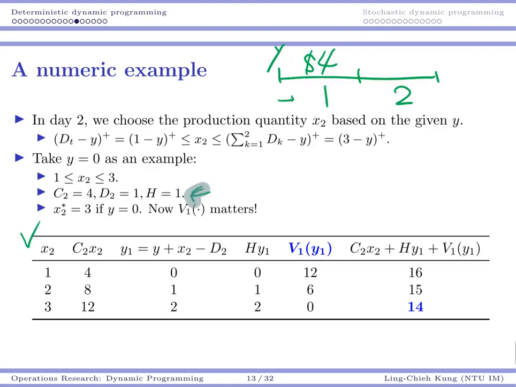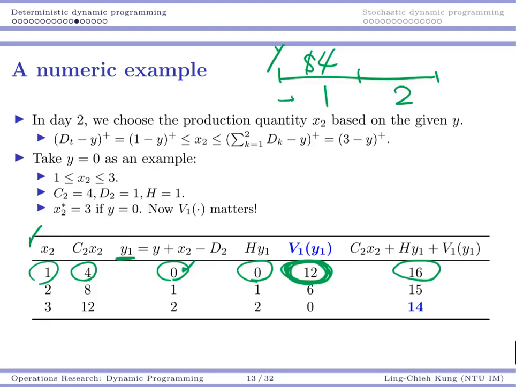So let's see what this is. This table is saying that if x2 is 1, if I produce 1 unit in this particular period, I'm going to pay $4 as production cost. I know eventually y1 is going to be 0, because I produce 1 unit and then use that. I leave nothing for tomorrow. Then I have no inventory cost for this period. But because I leave nothing for tomorrow, I need to pay $12 to get through tomorrow. In total, I'm going to pay $16.